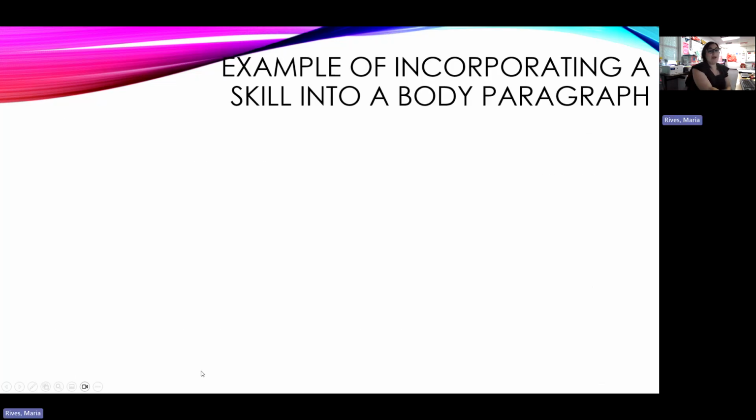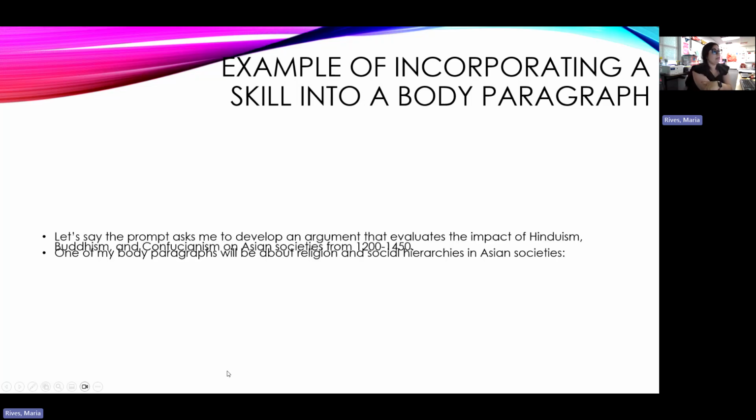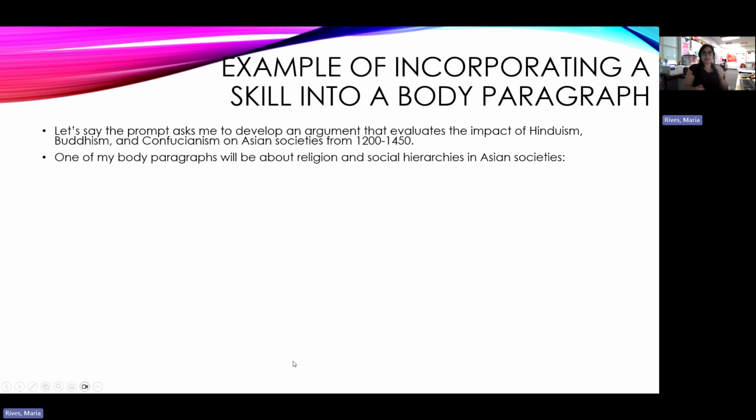Okay. I wanted to show you another example of incorporating a skill into a body paragraph because there were some questions about this today in class. Let's say I have a completely different prompt, and this prompt asks me to develop an argument that evaluates the impact of Hinduism, Buddhism, and Confucianism on Asian societies from 1200 to 1450. This is a Unit 1 essay.